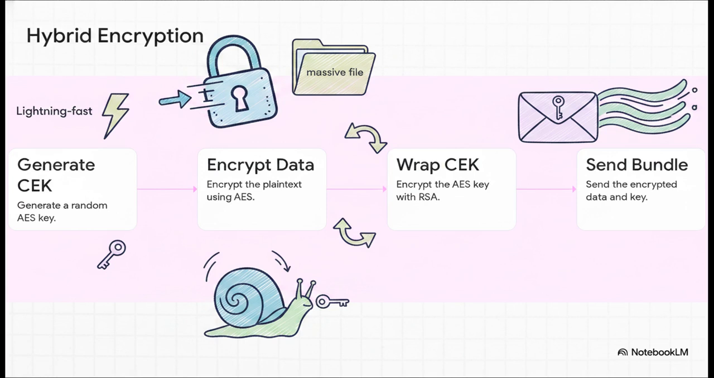You would never, ever want to encrypt a massive gigabyte video file directly with RSA. It would take forever and basically melt your server's CPU. Instead, we dynamically generate a tiny, temporary, symmetric AES key.